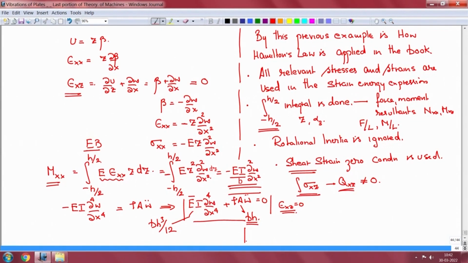So this is what will be followed in the general alpha 1, alpha 2, alpha 3 coordinates for a curved shell, in the derivations to follow.